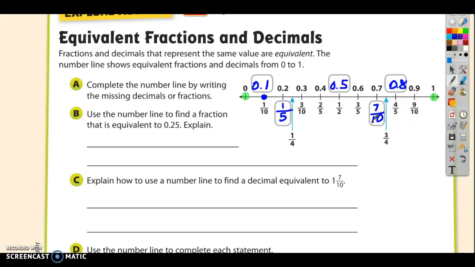Question B says, use the number line to find a fraction that is equivalent to 0.25, and then explain it. Now where would 0.25 be? I think what I'm going to do here to show you 0.25 is I'm going to zoom in a little bit, and in order to do that I need to erase. So here's what I'm going to do. Check this out.